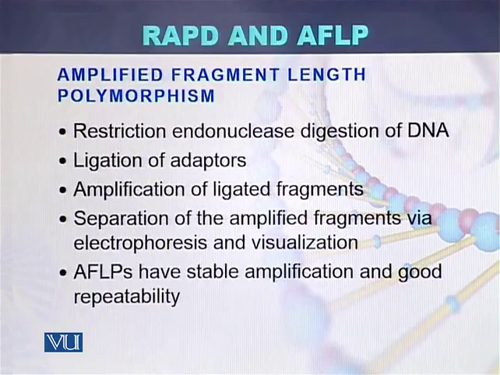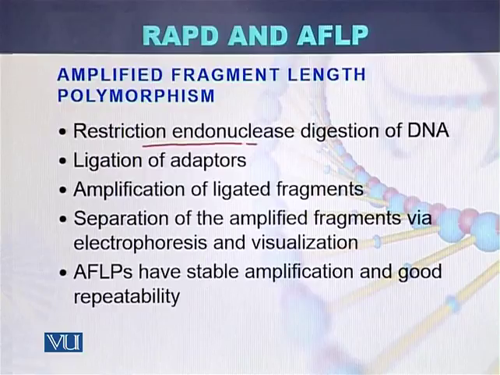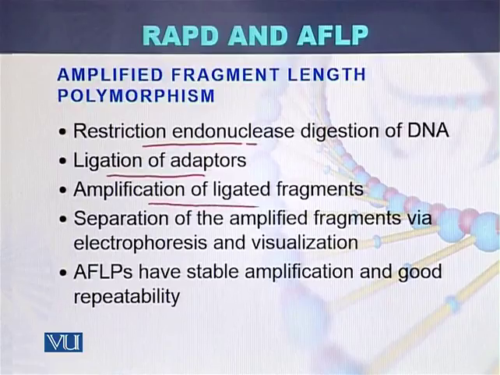While on the other hand, in amplified fragment length polymorphism, restriction endonucleases are used for the digestion of the DNA. Once restriction endonuclease enzymes have digested the DNA, then there is ligation of the adapters. Adapters are attached on the ends of the DNA. Once adapters are attached, then there is amplification of the ligated fragments, meaning those fragments that have the DNA and on both sides of the DNA there are adapters.